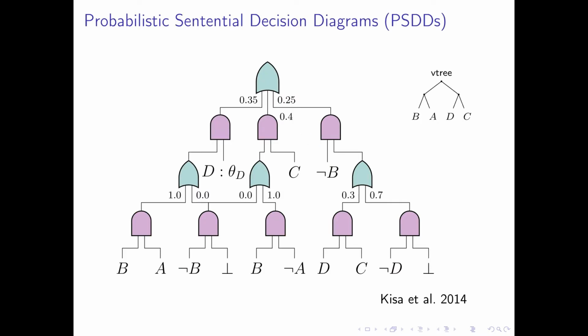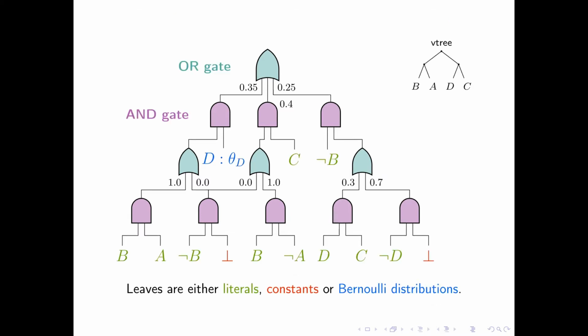So probabilistic sentential decision diagrams were introduced by Kisa et al. in 2014, and they're able to not only encode a logical constraint, but also learn from data. The structure of a probabilistic sentential decision diagram, also called a PSDD, is basically computational units, which are either OR gates, which correspond to a weighted summation over its children, or AND gates, and AND gates are products of their children. In particular, AND gates can have only two children.